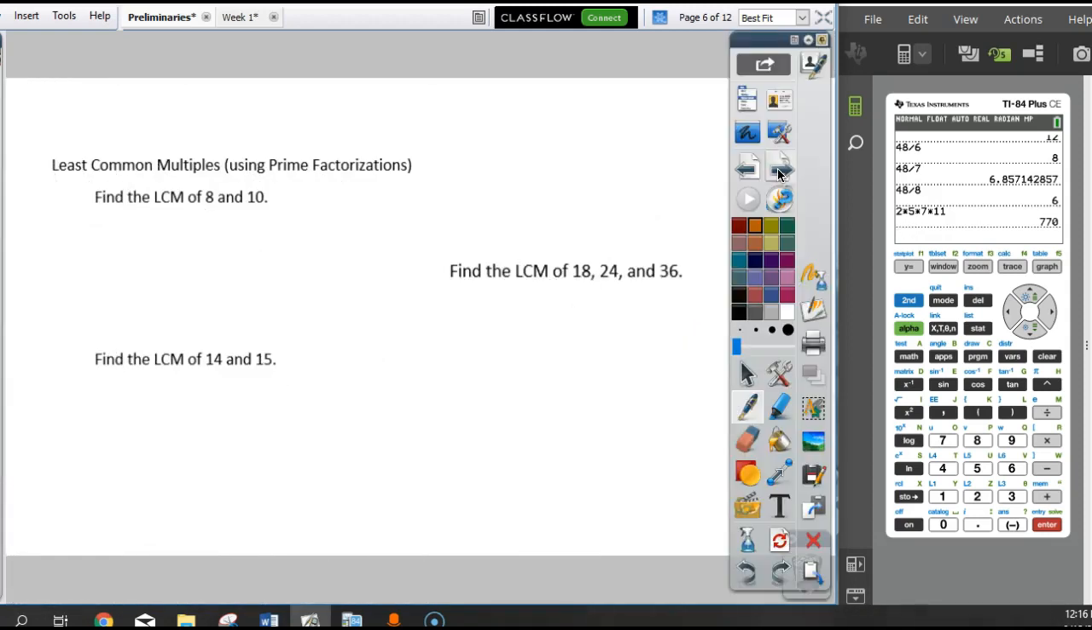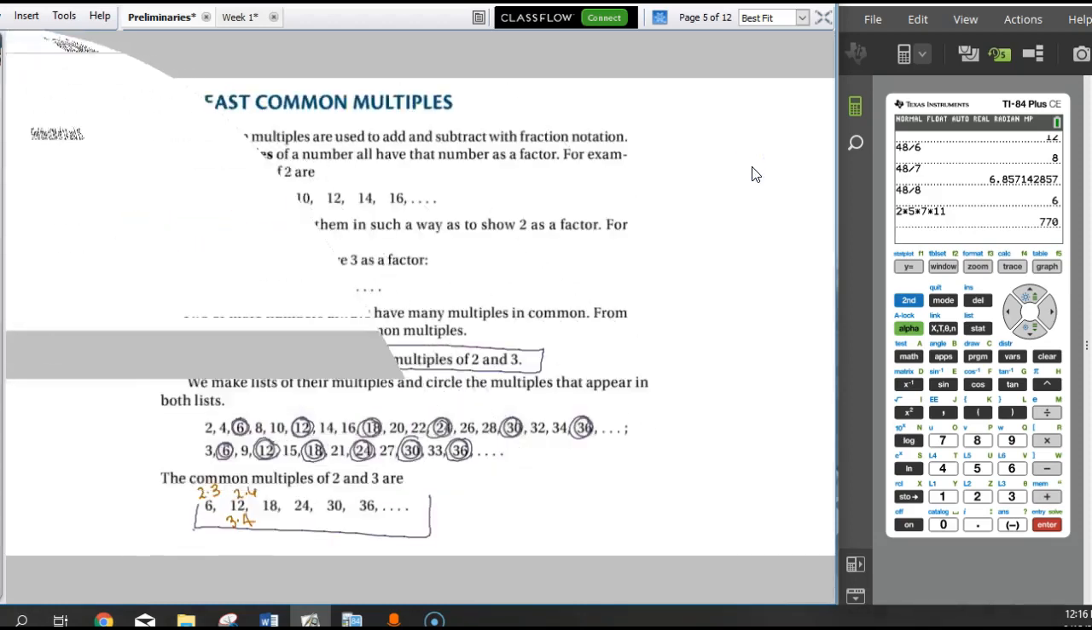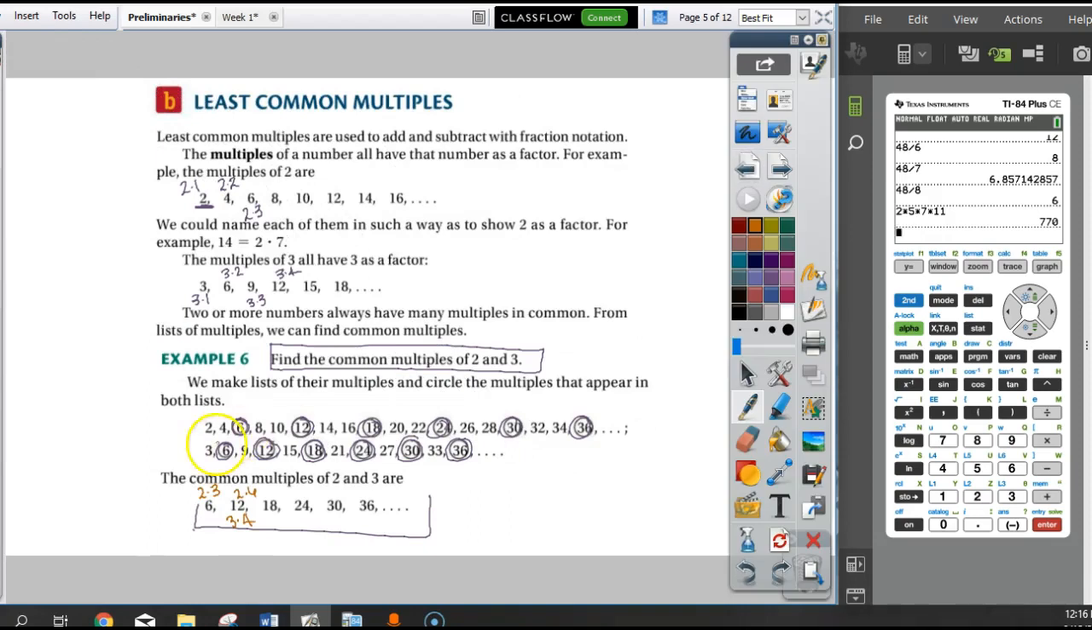Okay, so we want to find least common multiples. We want to find the smallest one. So going back to this previous slide, yes, all of these are multiples, but when we're dealing with fractions, we want to keep our numbers as small as possible. And so all we would need to know is that 6 is a common multiple. Try to keep it as small as you can. That's where the L in LCM comes from, is least common multiple.